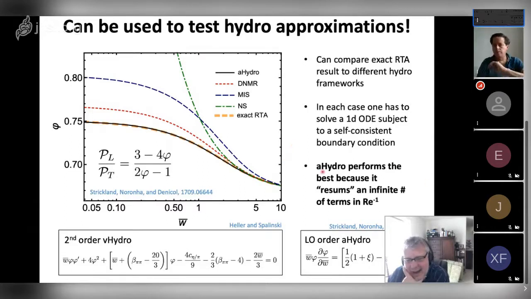In this case, aHydro works the best because it actually resums an infinite number of terms in the inverse Reynolds number. Nowhere in the aHydro derivation was the inverse Reynolds number actually assumed to be small. So that's the reason that it actually works the best. So once we've determined these attractors, in this case in RTA, we can test different hydro approximations.